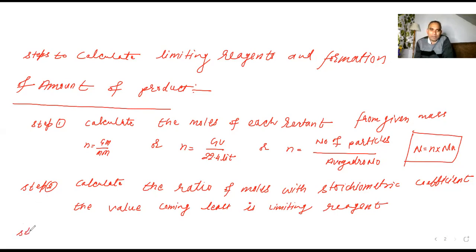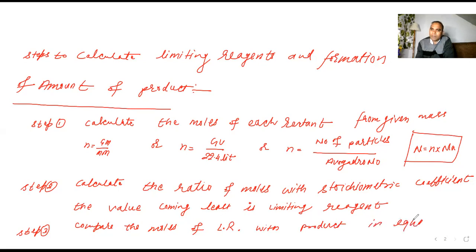Step number 3. Better you can write compare. What are we going to compare? Compare the moles of limiting reagent, LR, with product. LR with the product in the equation, and calculate and find the amount of product.